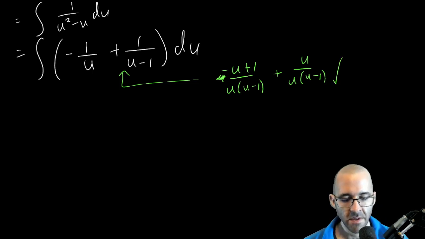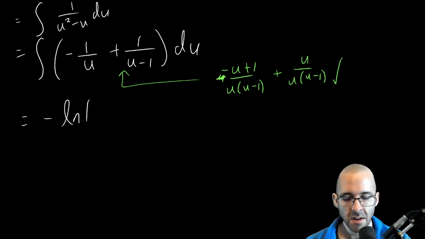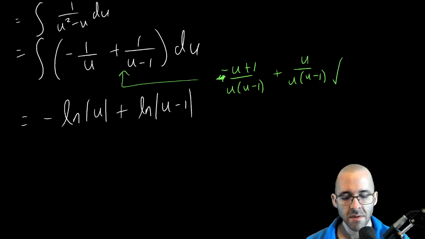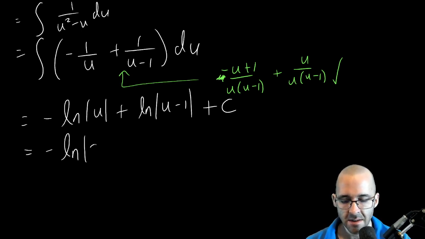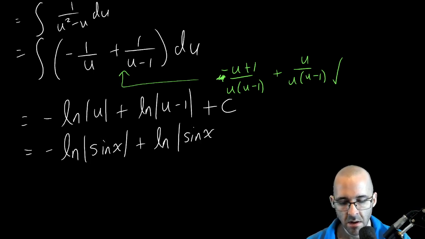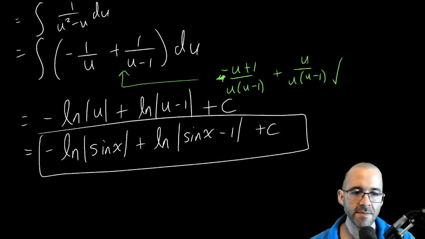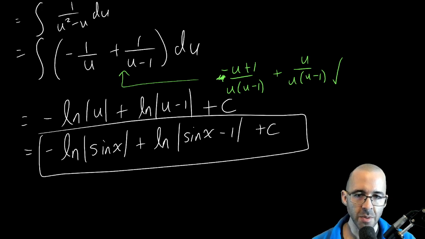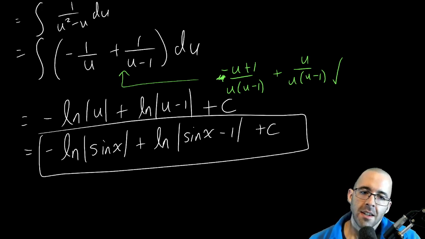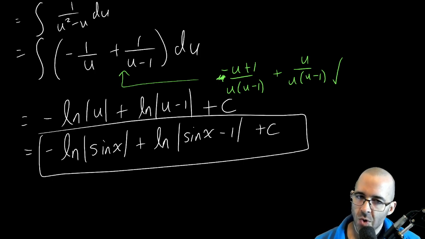That's good. Now we use what we know about calculus. We get negative natural log of u plus the natural log of the absolute value of u minus 1 plus some constant. And then we remember that u is the sine of x. That's our answer. And we could check it. A couple different ways we could check it.